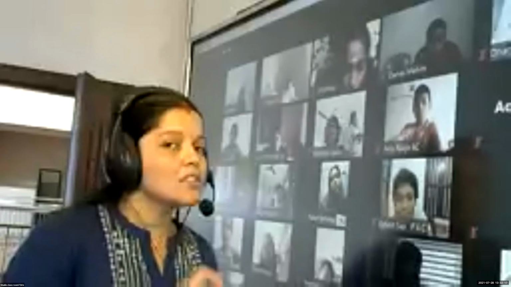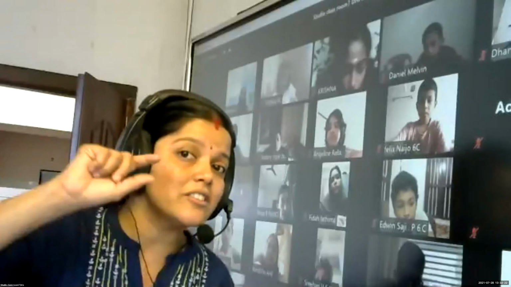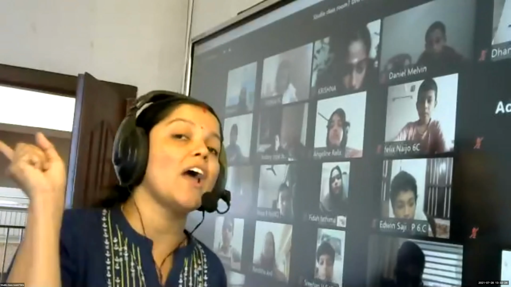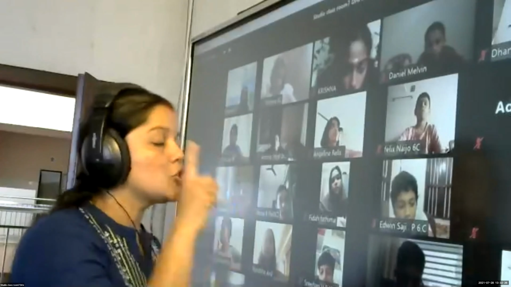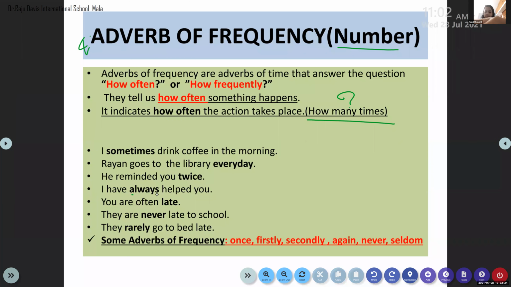Okay? So children, see this usage, like how many times, and the usage is like once, twice and so on. Examples for adverb of frequency. It shows number. Clear? Yes, ma'am. So please note the commonly used adverbs of frequency. I request everybody to notice them.